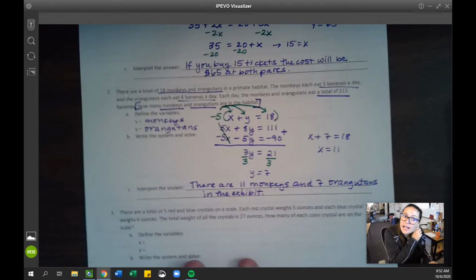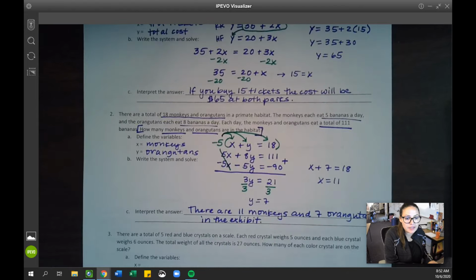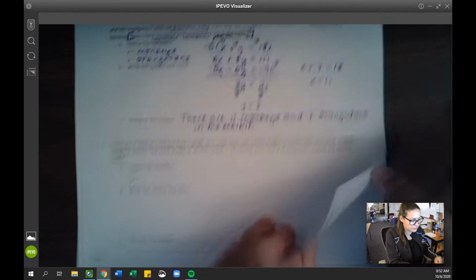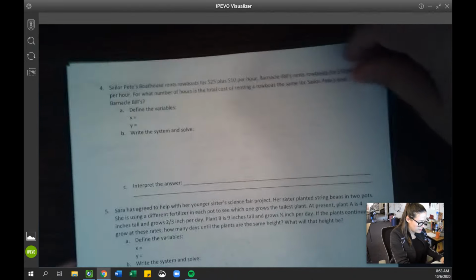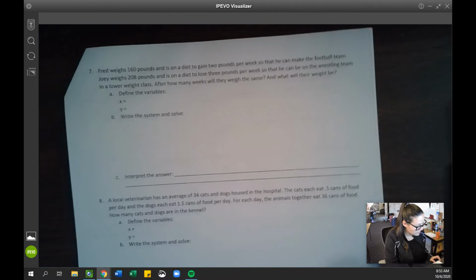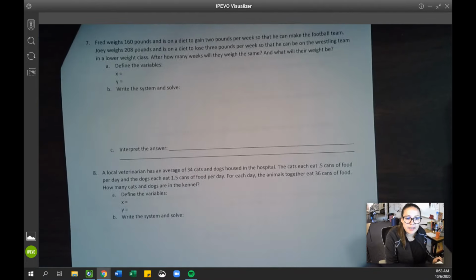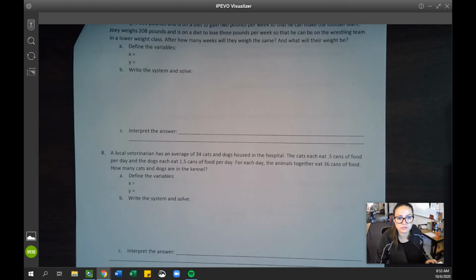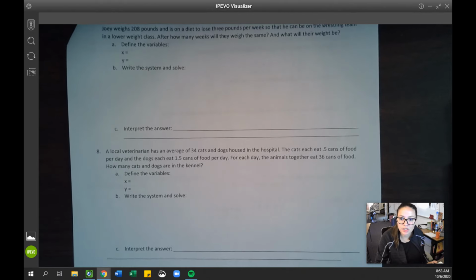Okay, so I just did numbers 1 and 2 with you guys. You are going to do number 3, and 4 through 6, and 7 and 8. So you're going to finish up the rest of the story problems.